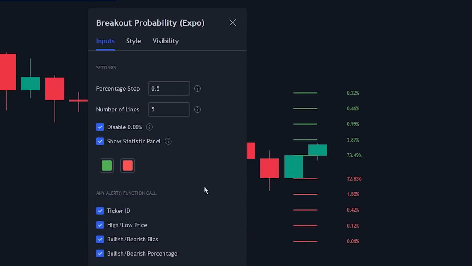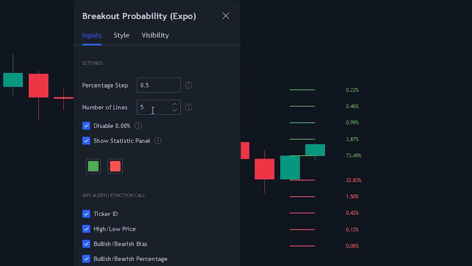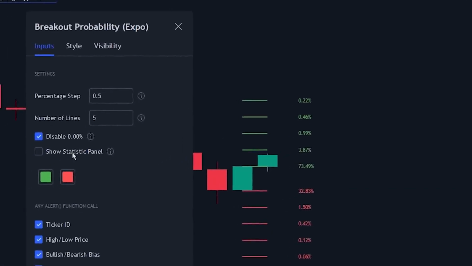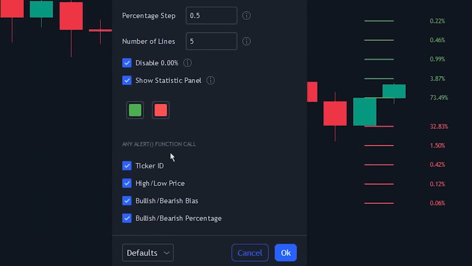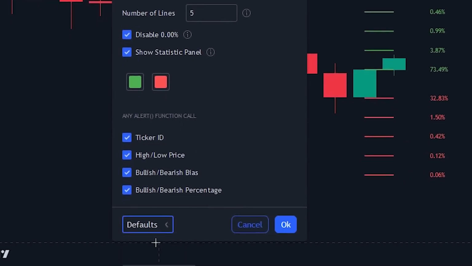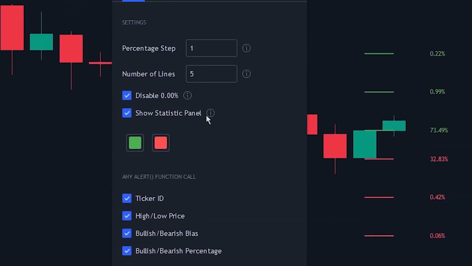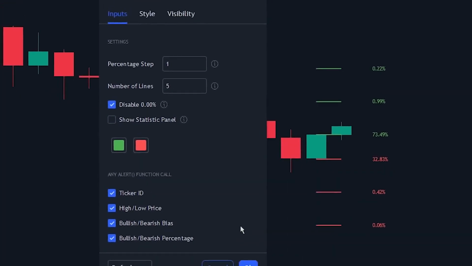Another interesting setting is the number of lines. You can use this to decrease the number of lines that the indicator plots to make the chart less cluttered. You can also disable or enable lines that have a less than a 0% chance of being hit. By default, this is enabled. The other checkbox is for disabling or enabling the statistics panel. Finally, these settings can be used for setting alerts. Keeping everything at the default settings works best for the strategy and methods we will be showcasing. However, since we won't be using the statistics panel, we will be disabling it to make the chart less cluttered.